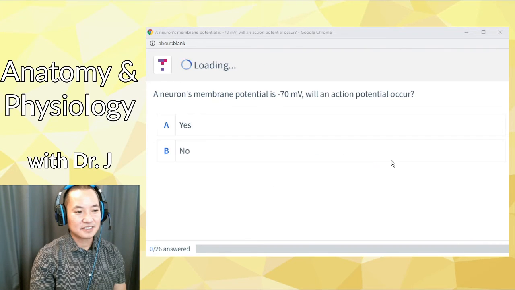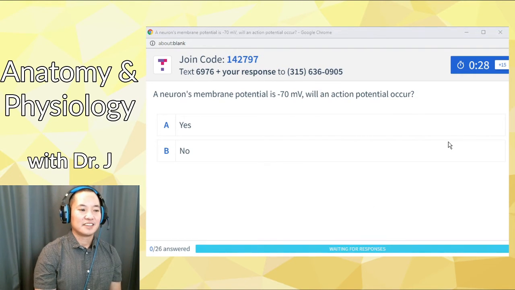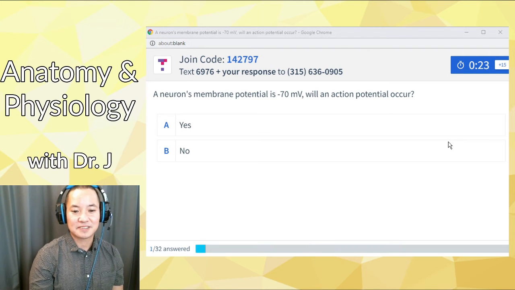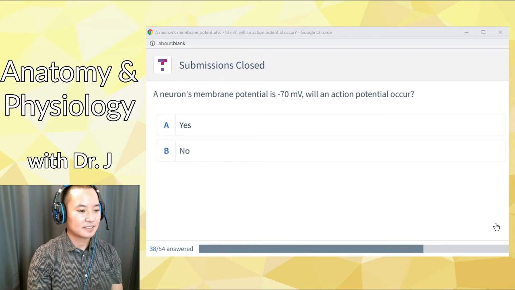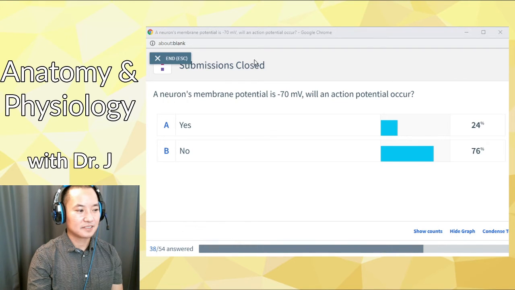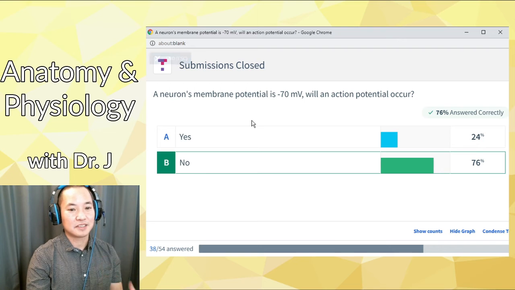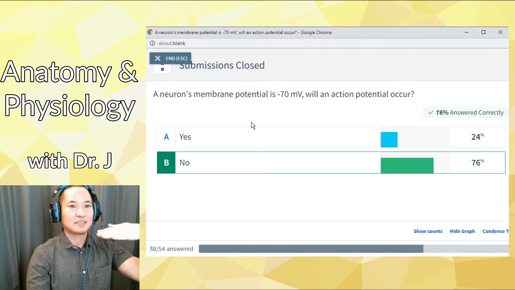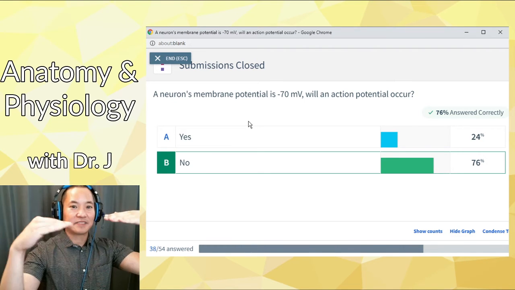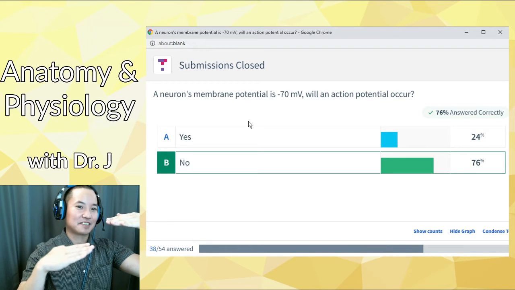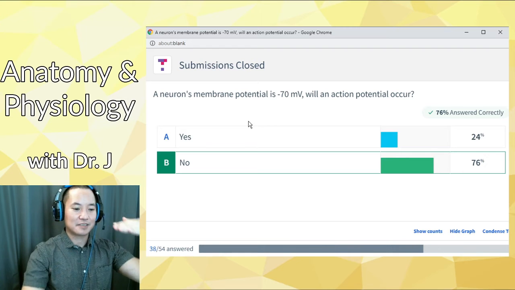Based on that value, if a neuron's membrane potential is negative 70 millivolts, will an action potential occur? Okay, let's see what the survey says. Looks like it's almost 1 to 3. So yes, the action potential will not occur. Again, the threshold is between negative 50 and negative 60. Negative 70 is below that. So that's the resting potential. You don't get that action potential until you actually reach that threshold.